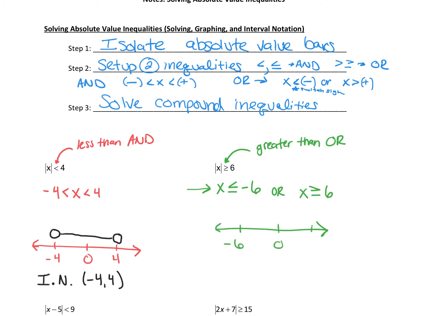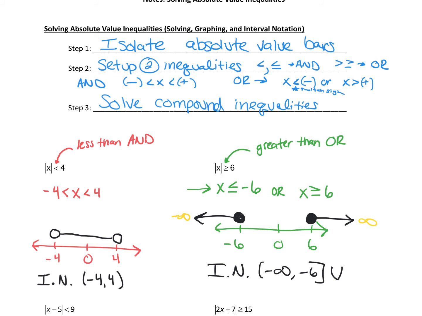When we go to graph our or, I'm going to have a closed circle on 6. Since x is greater than or equal to 6, it's going to go out, or to the right. And this says x is less than or equal to negative 6, so less than is going to go left. Now, when we write the interval notation for this, we're actually going to need 2 parts. This is pointing towards negative infinity, so it's going to be negative infinity to negative 6 for this first part. Union, and the other part of this interval notation would be 6 to infinity.